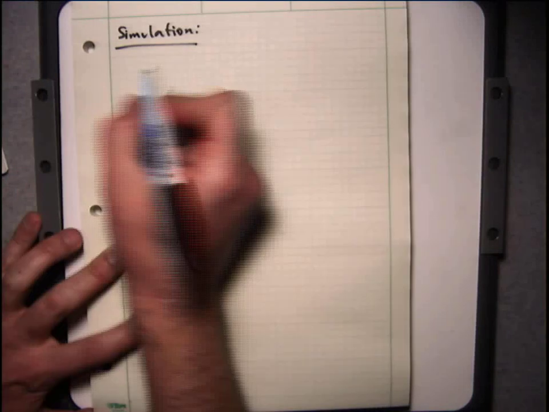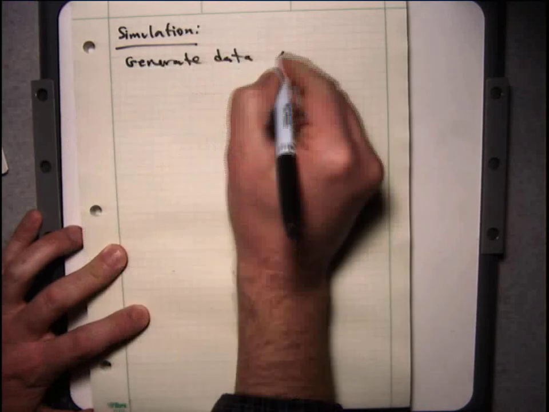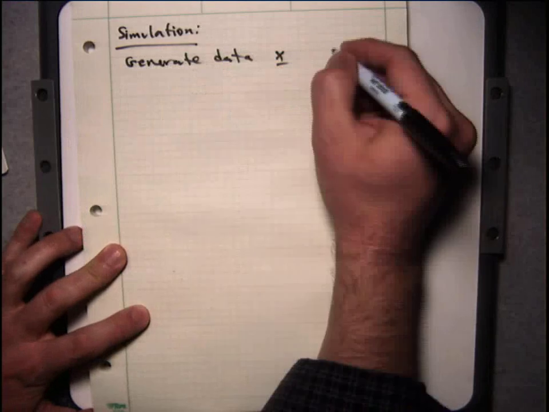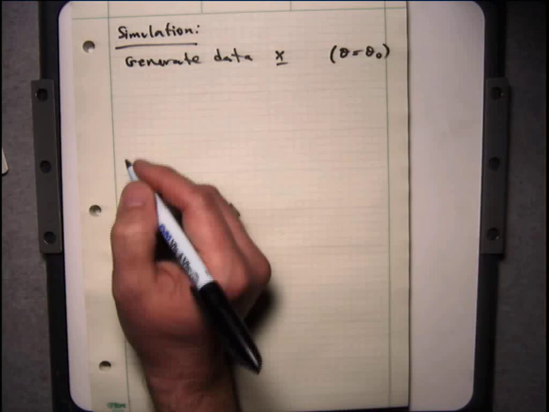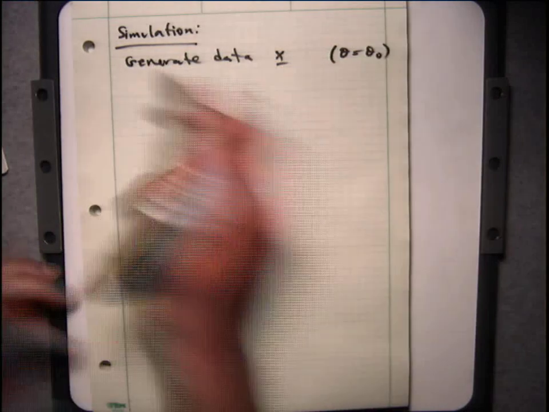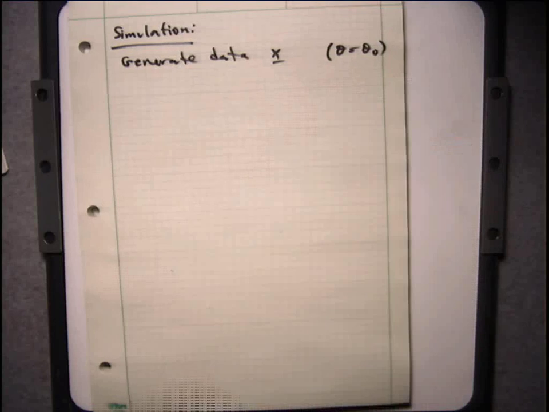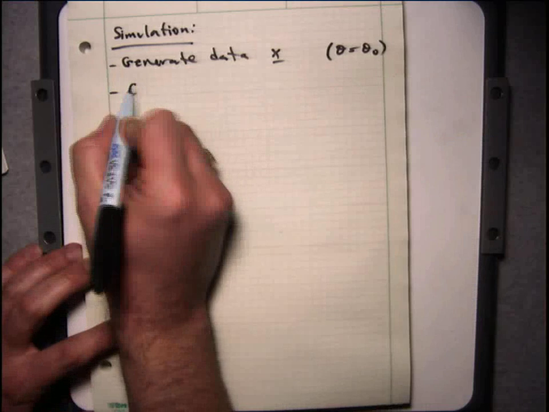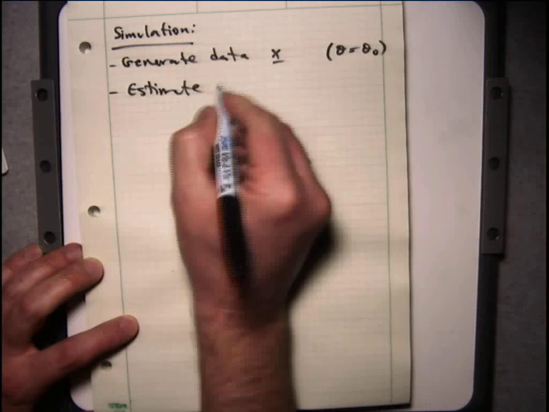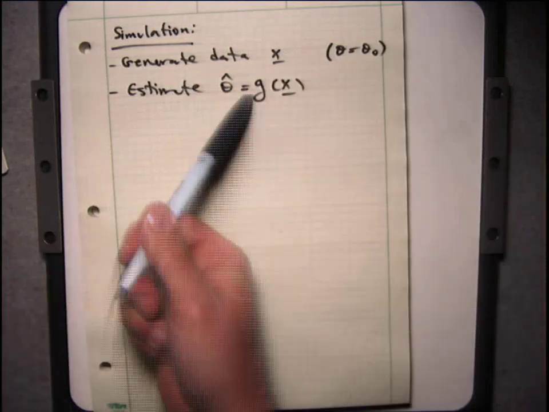So what you're going to do is generate some data x for some underlying value of the parameter. Let's say theta is equal to theta 0. And you might have some model for generating this. Or it might be that there's a black box that you give theta and it spits out a bunch of data. And you're trying to understand how to estimate these parameters. Then what you do is you estimate theta hat using your function of the data. This might be the maximum likelihood estimate, for example.